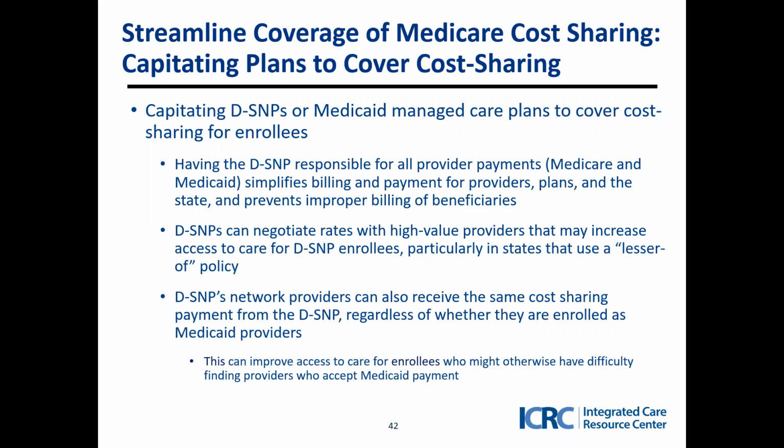It also enables DSNPs to negotiate rates with high-value providers that may increase access to care for DSNP enrollees, particularly in states that use a lesser of policy. Capitating plans to cover cost sharing can also enable DSNP's network providers to receive the same cost-sharing payment from the DSNP, regardless of whether they are enrolled as Medicaid providers. This can improve access to care for enrollees who might otherwise have difficulty finding providers who accept Medicaid payment.